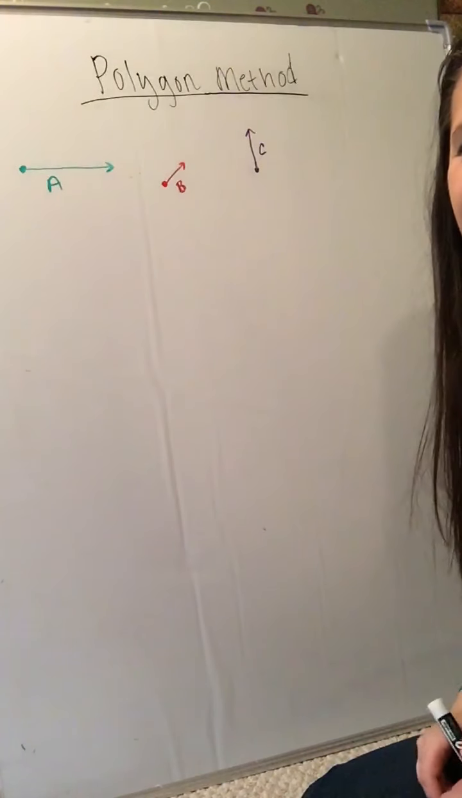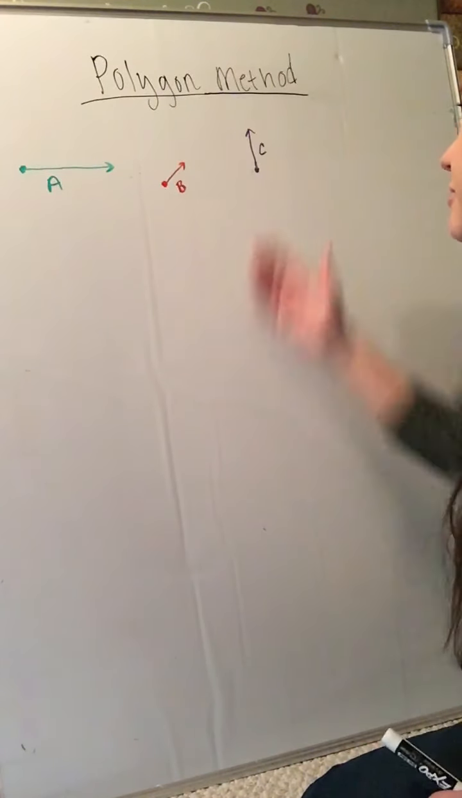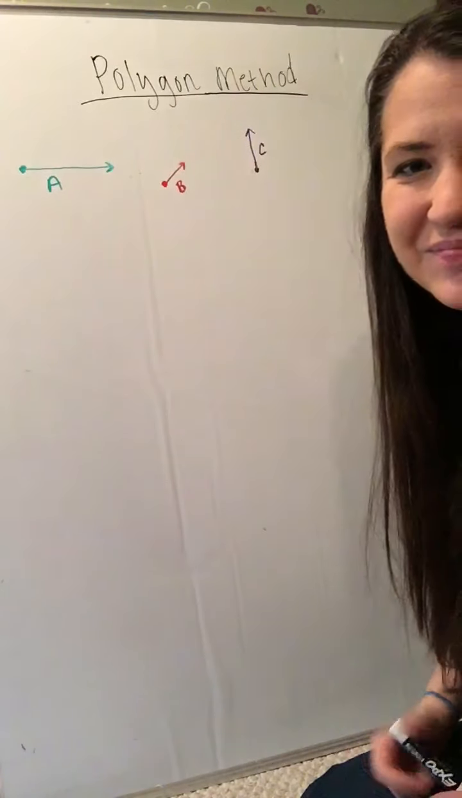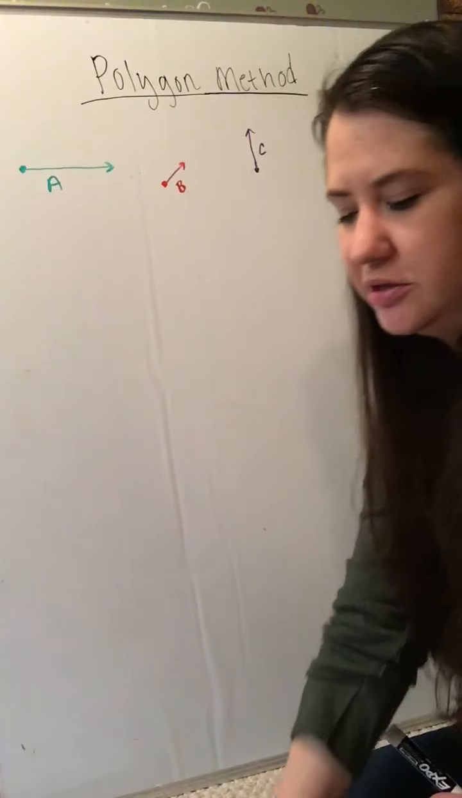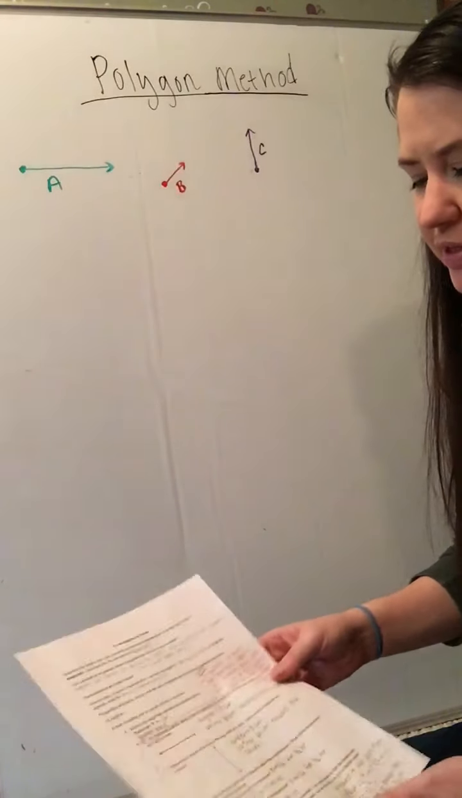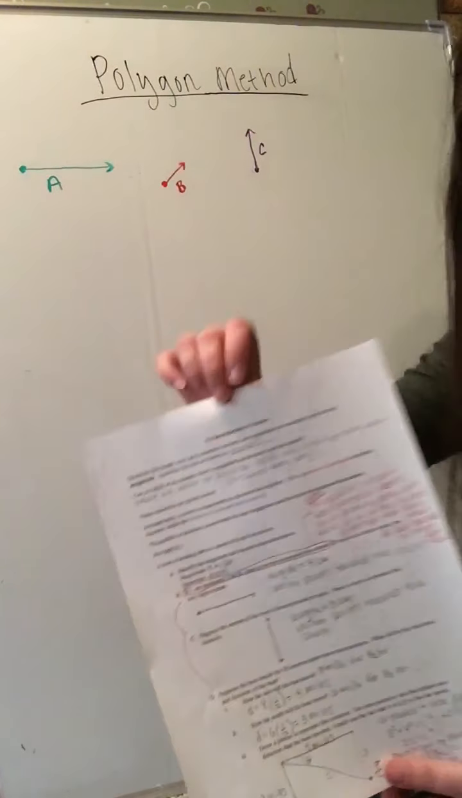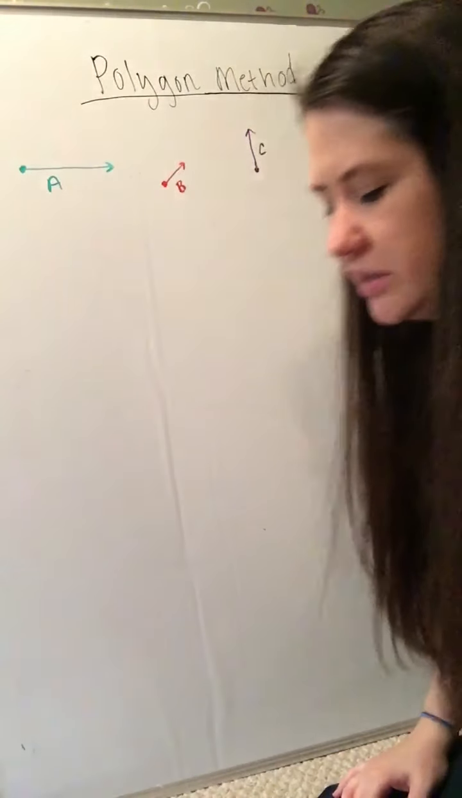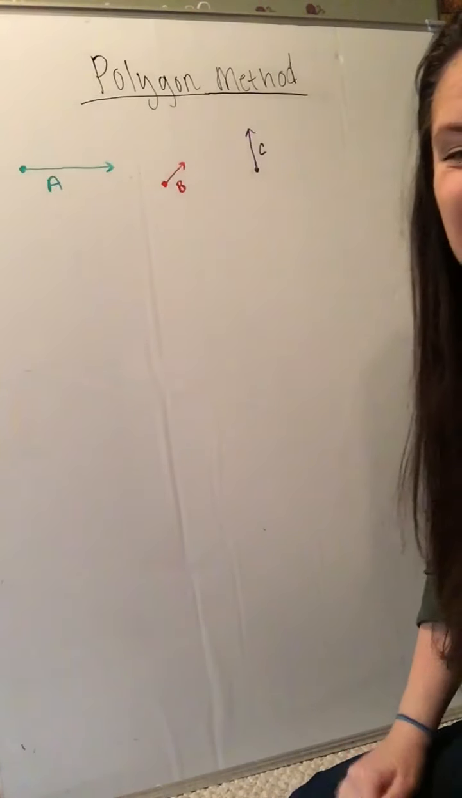Hey everyone, I'm going to talk about the Polygon method for adding vectors together. I would encourage you to look at the first page of the guided notes. I have the solutions posted on Canvas, so you can read through and get a feel for what a vector is. I'll briefly talk about that.